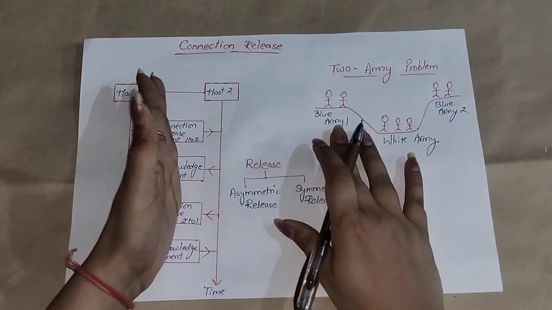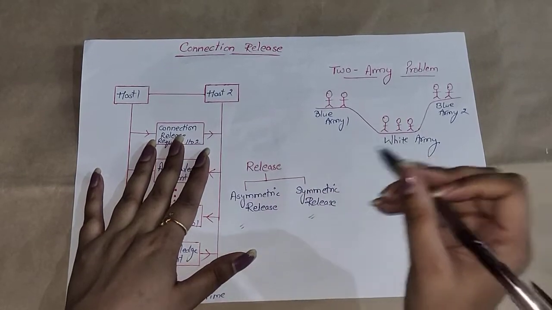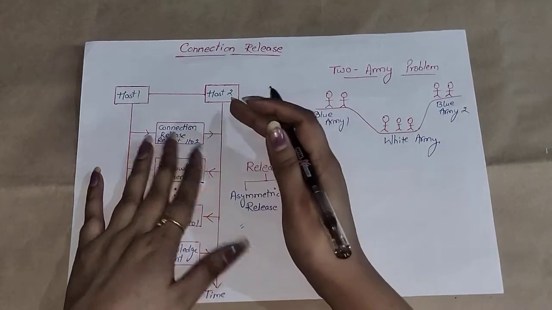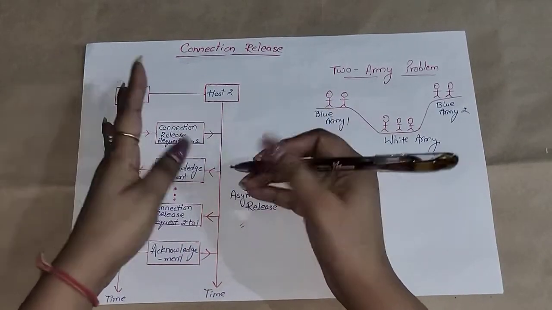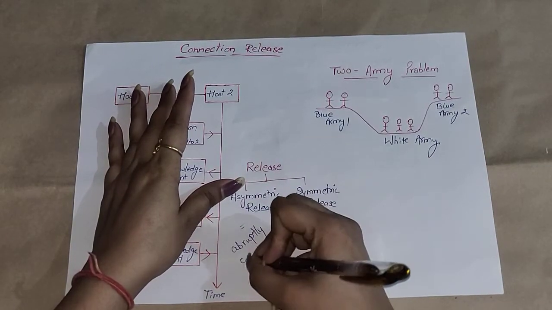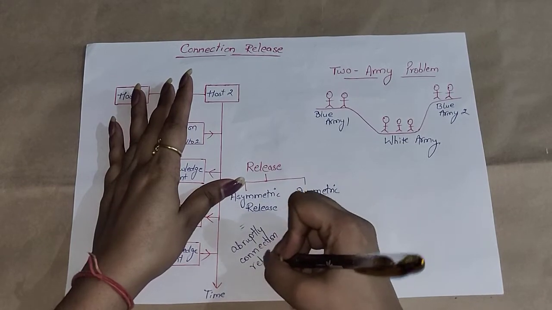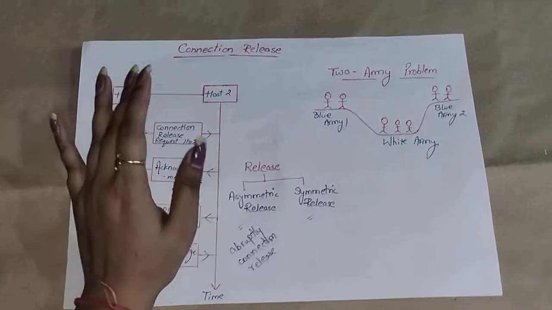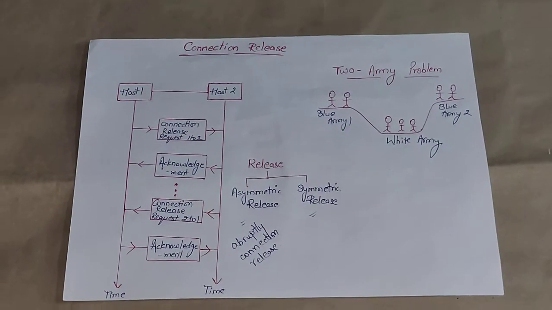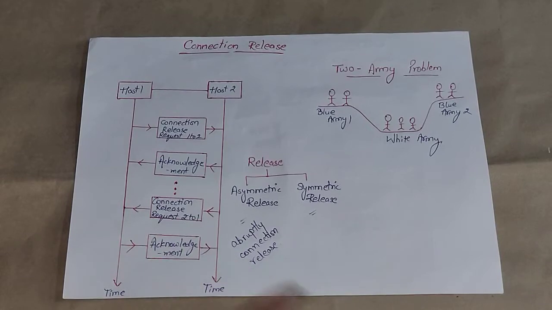But what happens, this connection release is of two types, asymmetric and symmetric. Asymmetric release means where the sender abruptly releases the connection. See, when a connection is to be released it should be mutual, it should be two ways, both the parties should agree to release the connection.